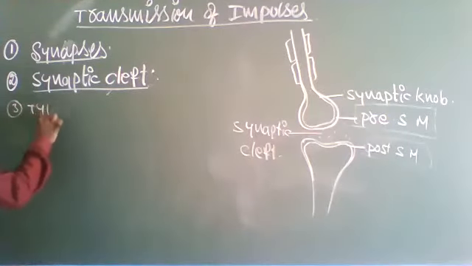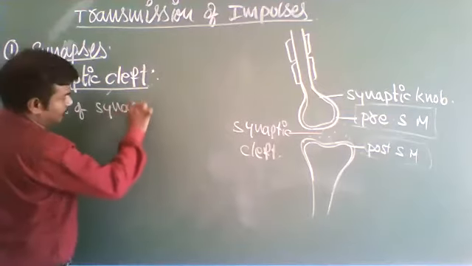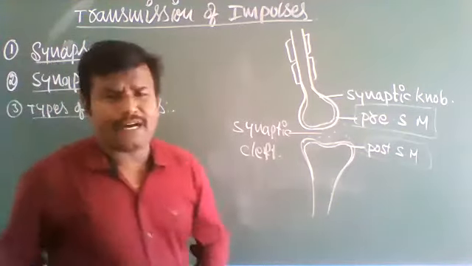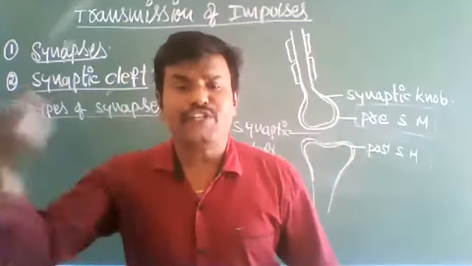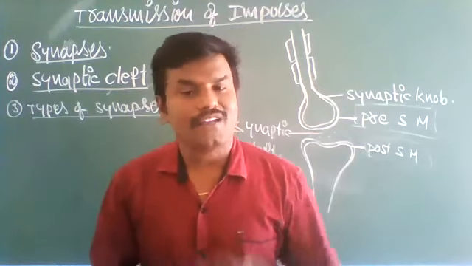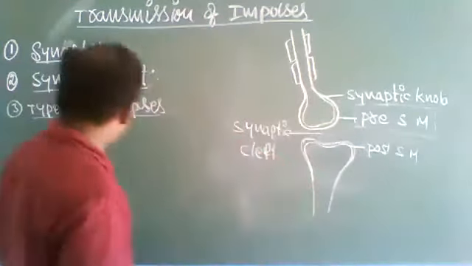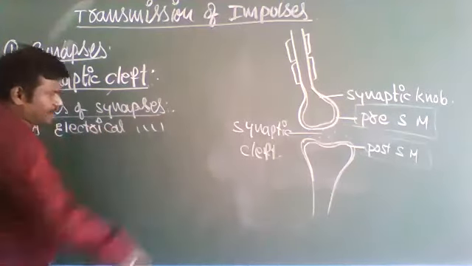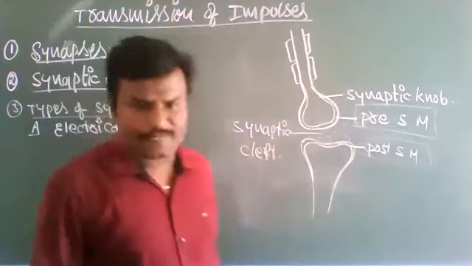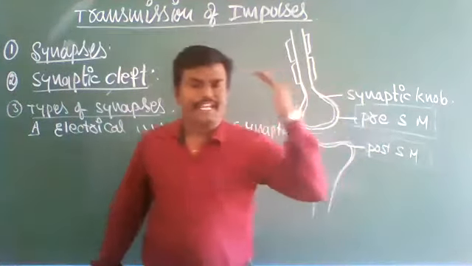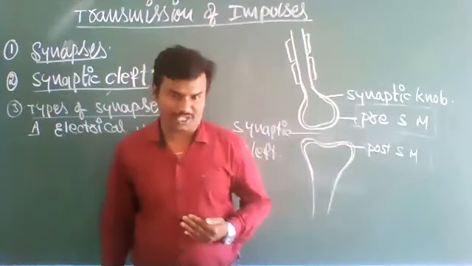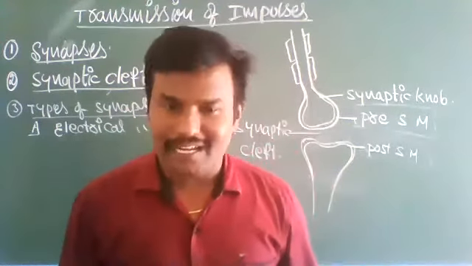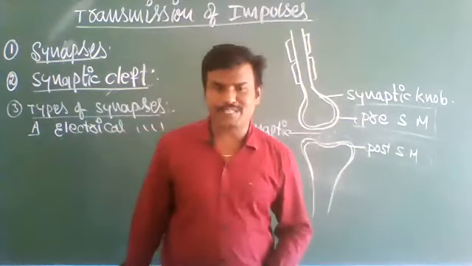Types of synapses. Depending upon the nature of transmission of information, synapses could be of two types: electrical synapses and chemical synapses.